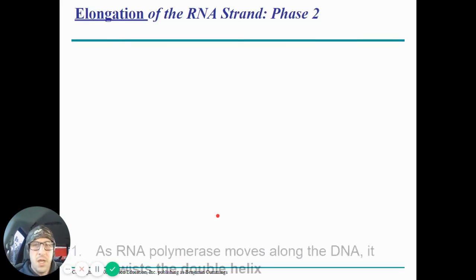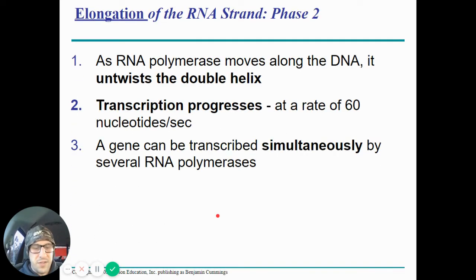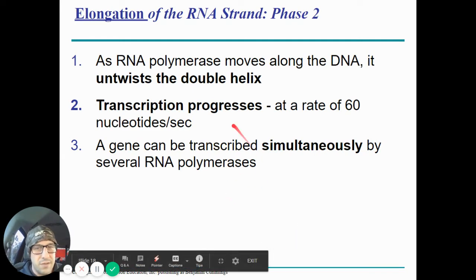All right. Phase 2 of this process is known as the elongation phase. And its elongation phase is very, very simple. We just have to know that during the elongation phase, RNA polymerase moves along the DNA, untwists it and unwinds it and unzips it as it goes, and lays down new RNA bases. Okay? So, transcription progresses at a relatively fast clip, about 60 nucleotides per second. You don't need to understand that or remember that for a test.